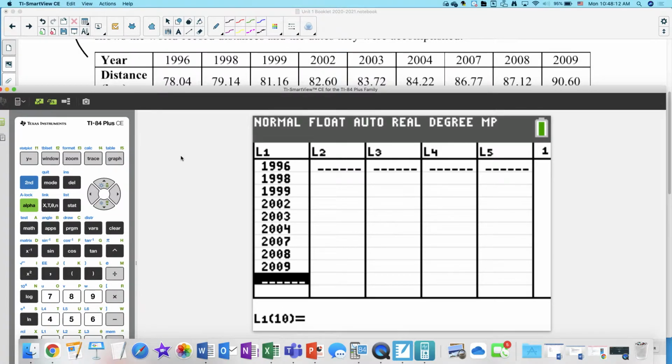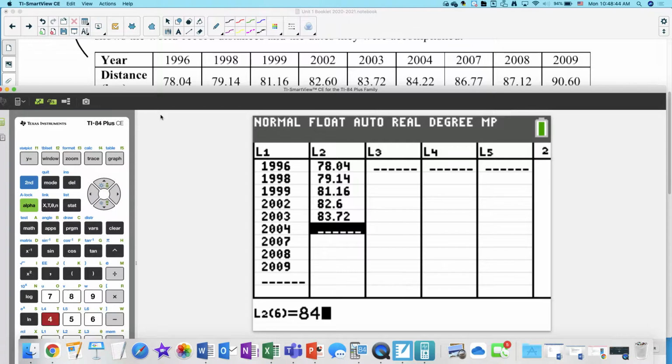Okay? And then you can hit your right arrow, and it'll go over to the top of the next list. So now I'm going to put in my distance. 78.04, 79.14, 81.16, 82.60, 83.72, 84.22, 86.77, 87.12, and 90.60. Okay? So I've got all that in there.